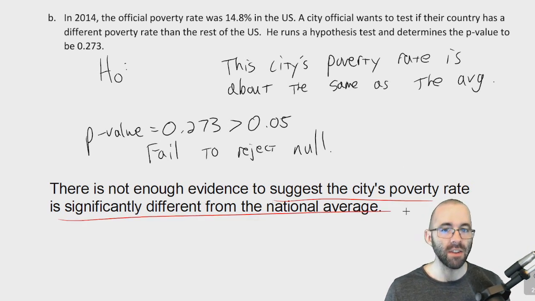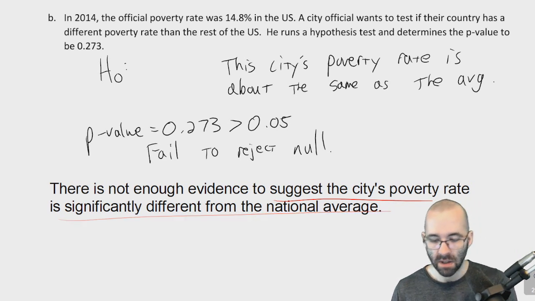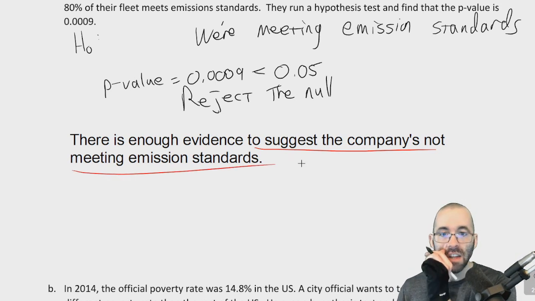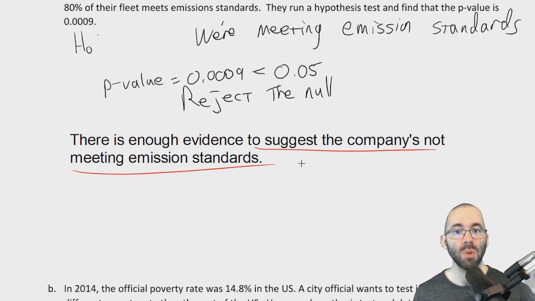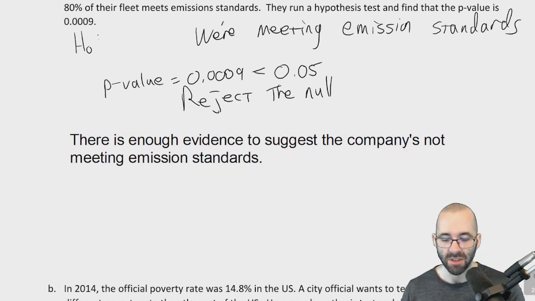This right here is rejecting the null. The null is that the poverty rate is about the same. Rejecting it says it's different. What I have underlined in red is that saying it's different. Up here, there is enough evidence to reject the null. Underlining this red stuff is what rejecting the null looks like. The null is that we're meeting emission standards. Rejecting the null means we're not meeting emission standards. It's kind of a fill in the blank with rejecting the null, and that's the confusing part.